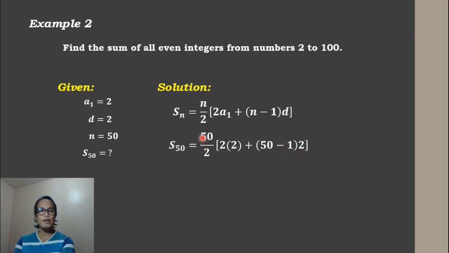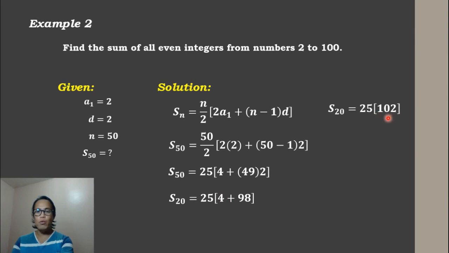Then we simplify. 50 divided by 2 is 25. 2 times 2 is 4. Then 50 minus 1 is 49. Then we multiply that with a common difference, which is 2. So 49 times 2 is 98. Then we add that with 4 here, 102. Then 102 times 25 will give us 2,550. So the sum of all even integers from numbers 2 to 100 is 2,550.